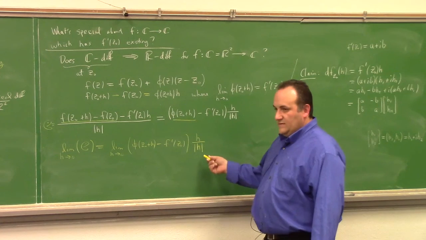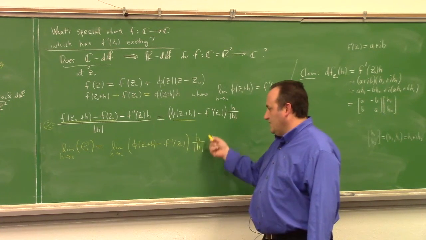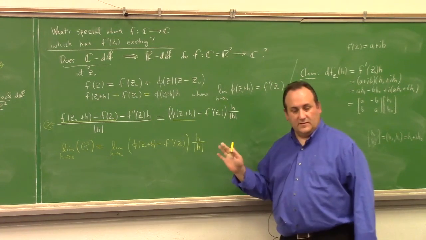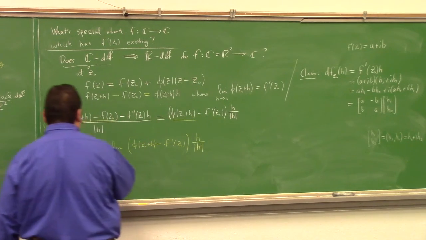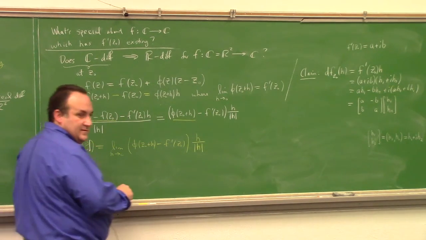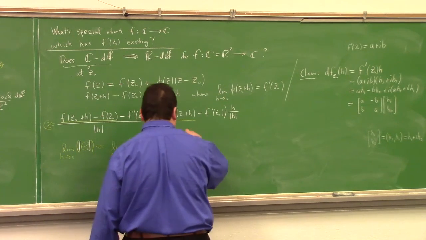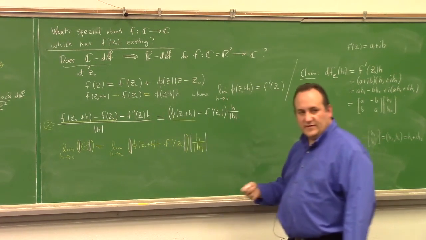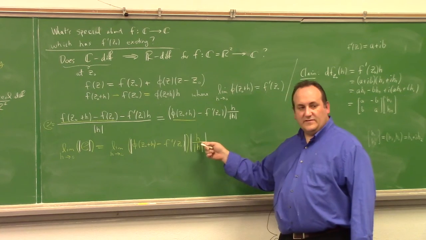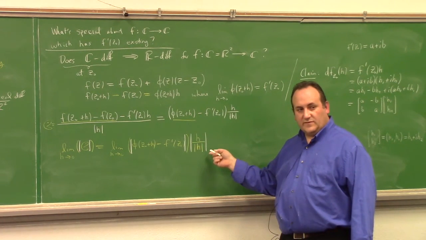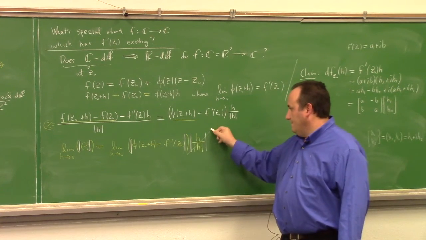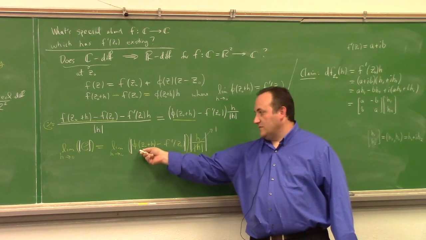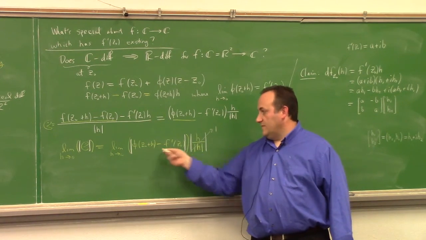This is an indeterminate limit, but at this point, what I should do is take the modulus of this. So I take the modulus of the Pac-Man, and that gives me the modulus of this. Using the property that the modulus of a product is the product of the moduli, when you take the modulus you get modulus of h over modulus of h, which is otherwise known as 1. And as you were just telling me, the limit as h goes to 0 of phi minus f prime of z is 0. So this limits to 0.